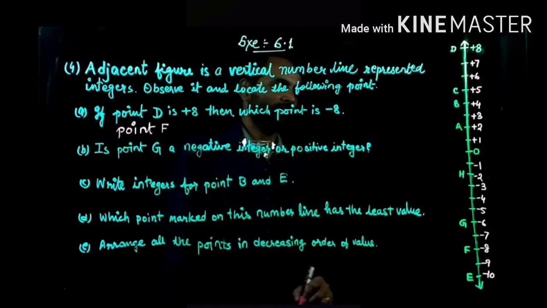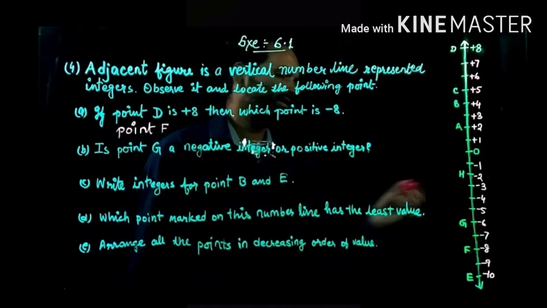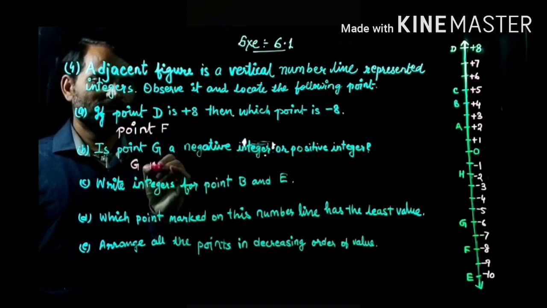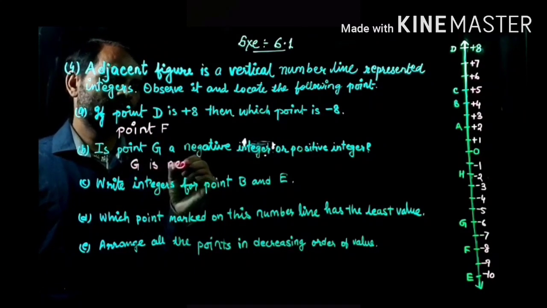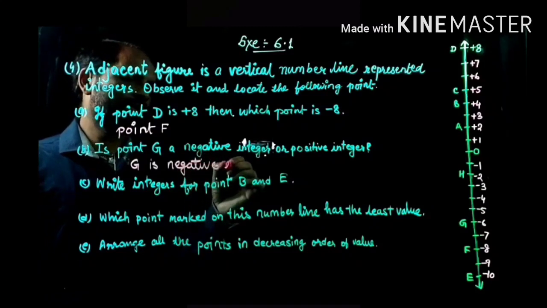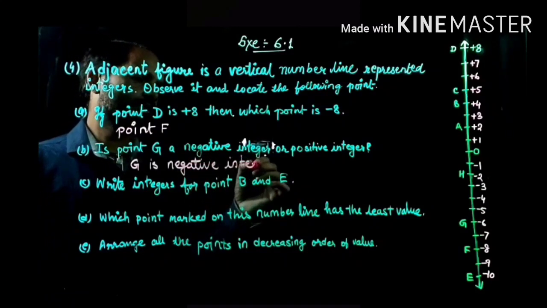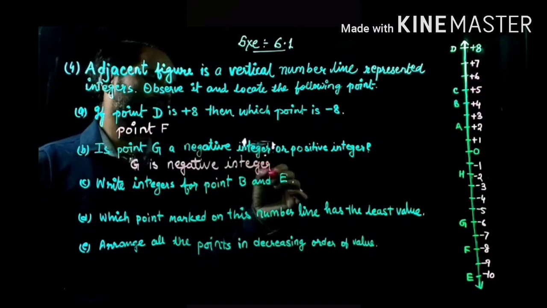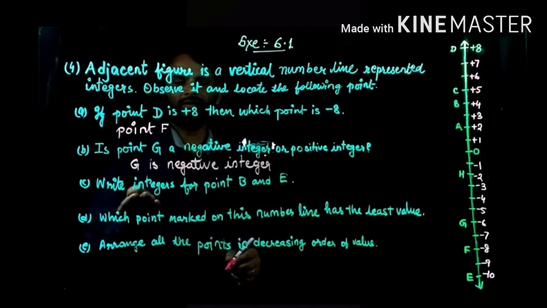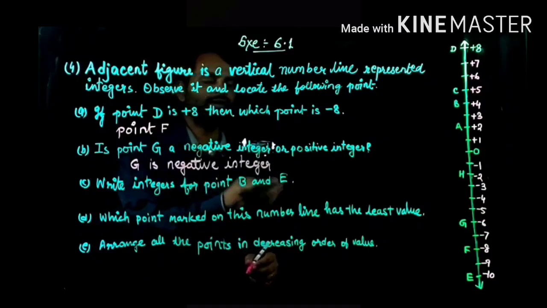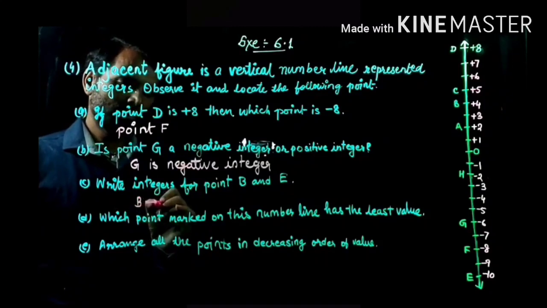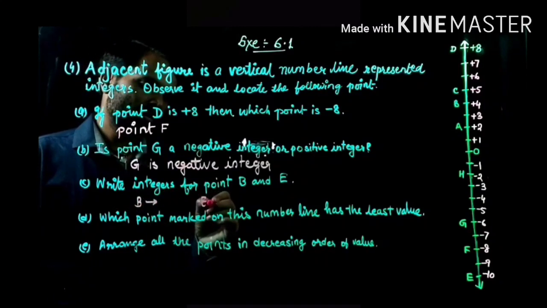Okay, now if point G is a, you ask, is the point G a negative integers or positive integers? The G is a -6. -6 means the G is negative, G is negative integers, because the value of G is minus 6 according to given diagram. Now write integers for the point B and E. So the integers of point B and point E.